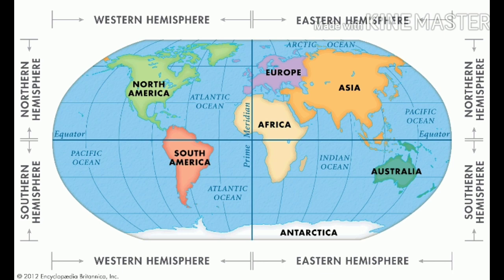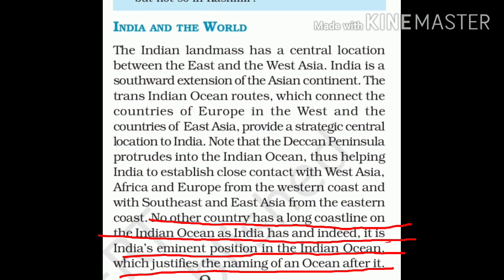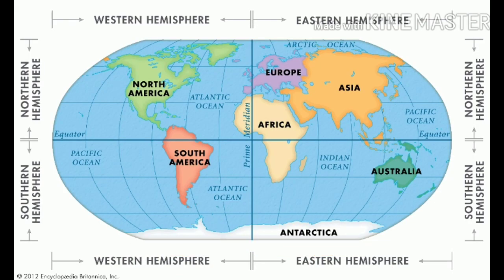Okay, so let's go to the next point, that is, no other country has as long a coastline on the Indian Ocean as India has, and indeed it is India's eminent position in the Indian Ocean which justifies the naming of the ocean after it. Here I am going to tell you how this ocean is named the Indian Ocean. Because India has a long coastline on this ocean and no other country has such a long coastline on it, this ocean is named the Indian Ocean.